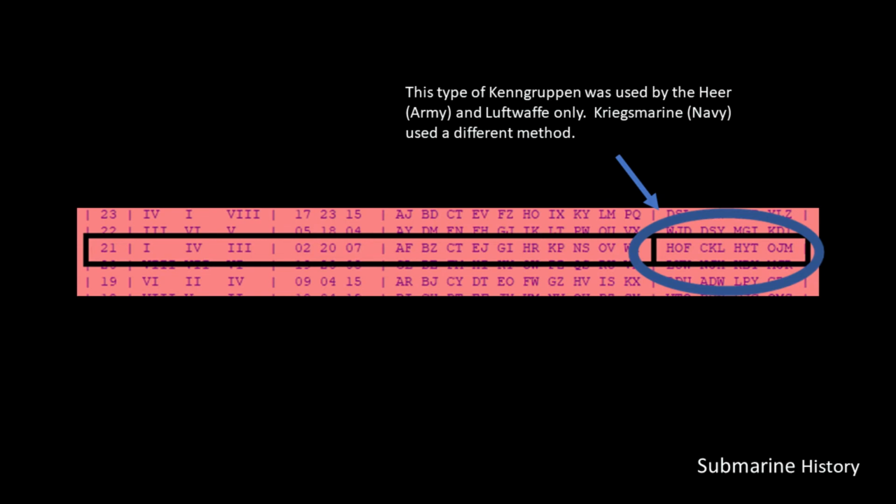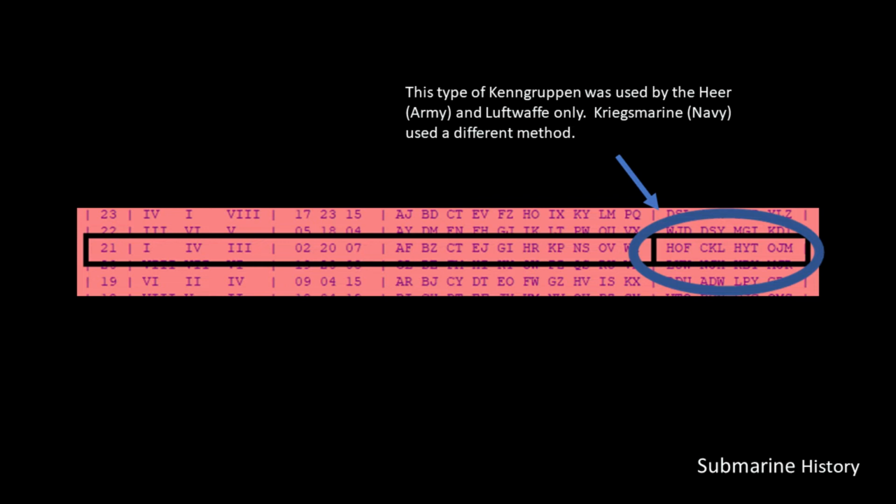So this is a close-up of the 21 line, and these would be the ENIGMA machine settings for that day. And starting on the left, we have the date. Then we go to which rotors we're using and in which order. Then the ring settings for each of those rotors, followed by our plug board pairs. Now on the right hand side, this column, these are your Kenngruppen. And when you see the Kenngruppen on these sheets, this is intended for Heer, or Army, and Luftwaffe use.